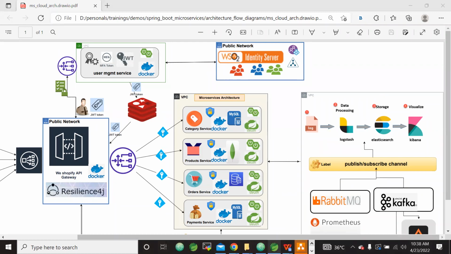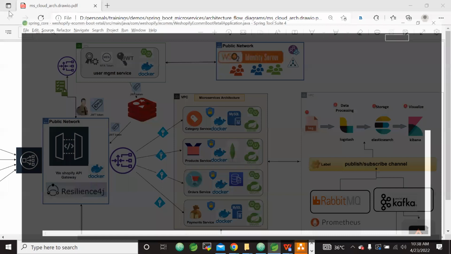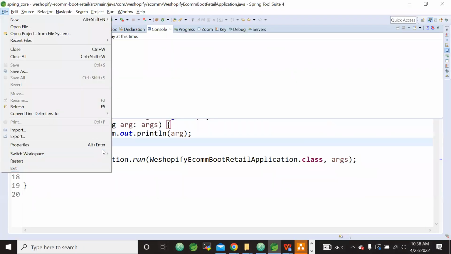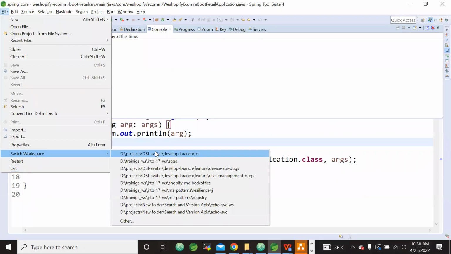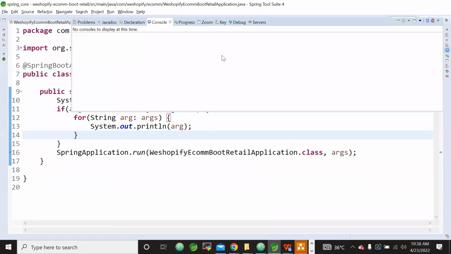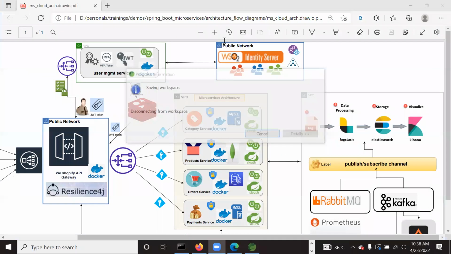So let me show some workspace, meaning some application. I'm just trying to make you understand what Apache Kafka is, what its importance is, and where we will use it exactly.